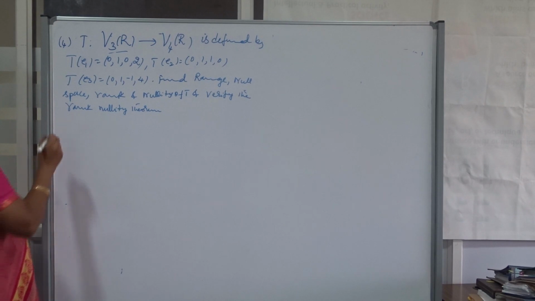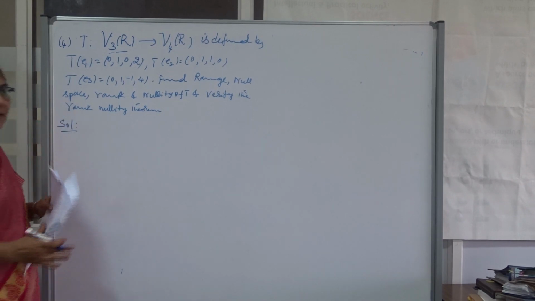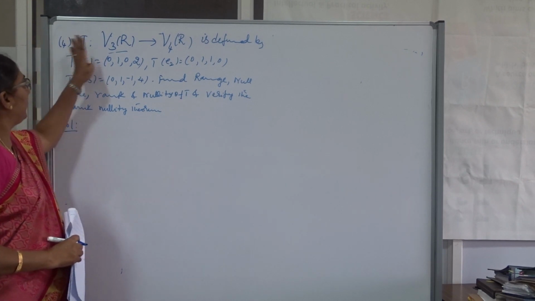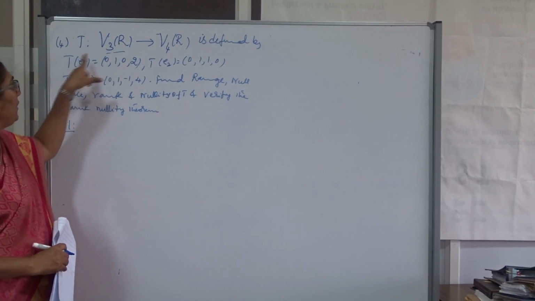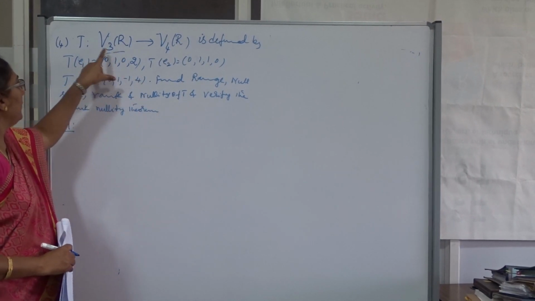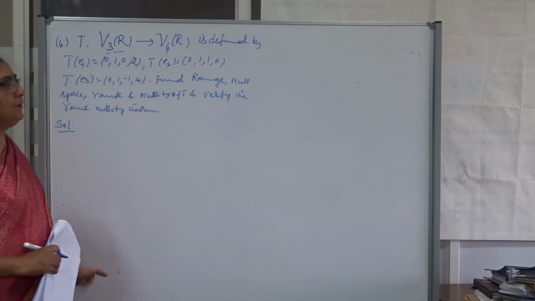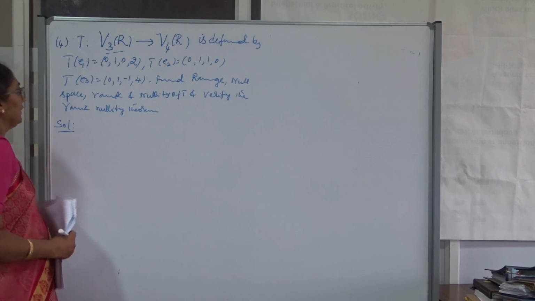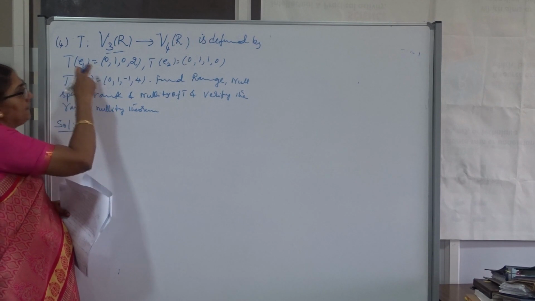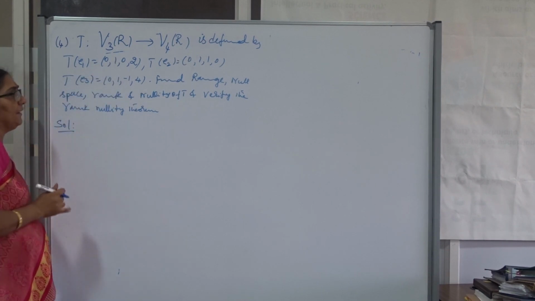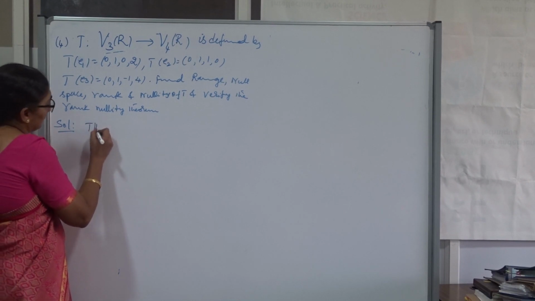See, observe, they have already given one step, what we solved in the first three problems. First problem, second problem, third problem. They already gave the images of the standard basis vectors of V3 of R: T of E1, T of E2, T of E3. In the third problem, they gave it in the theory, that's why we wrote T of E1, T of E2, but here they have given it very clearly. Therefore, first you write the matrix.